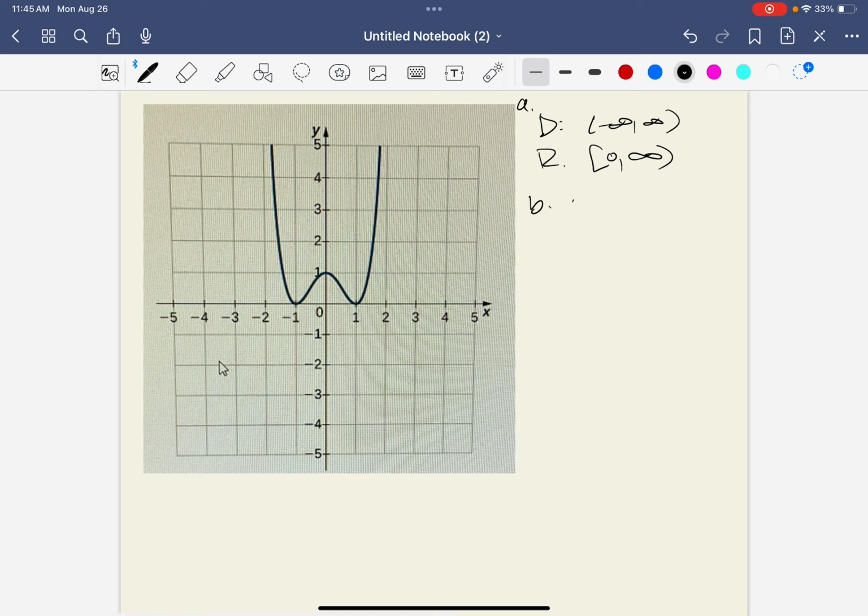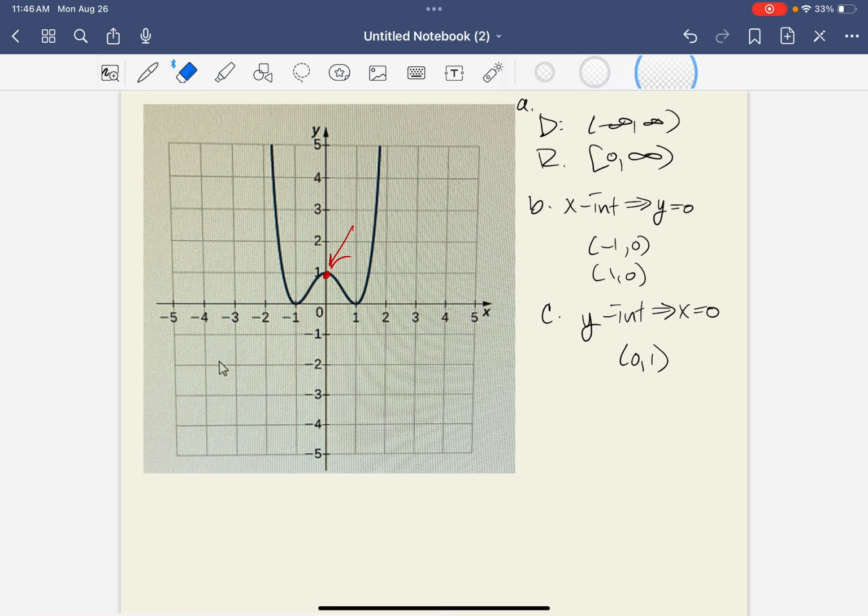So part B, we know that the x-intercept is where y equals 0. I think you see two dots right here and right here, where y is equal to 0. So it seems like (-1, 0) and (1, 0). Part C, we know that the y-intercept is where x equals 0. In this case, it looks like that is the only place where we have a y-intercept. So that would be (0, 1).